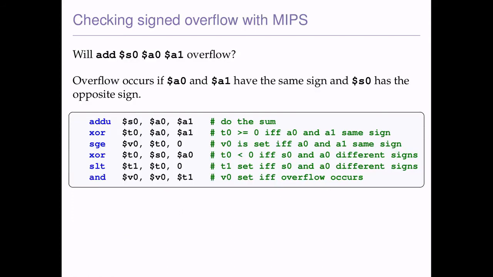So we can check for signed overflow with MIPS, and as you might have expected, it's a bit trickier than when we did it with unsigned numbers. So let's have a look at how we would do this.